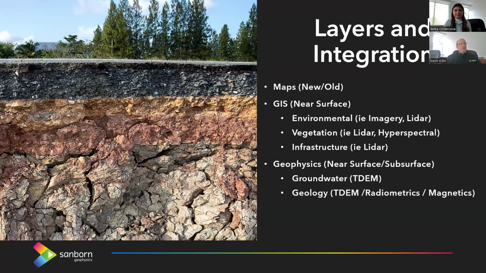And geophysics, such as radiometric data and hyperspectral imaging, can also be combined to define the surface and the near surface in areas of interest. Hyperspectral is becoming more and more available and can distinguish mineralization as well as any kind of disturbances in vegetation. So Sanborn collects layers.